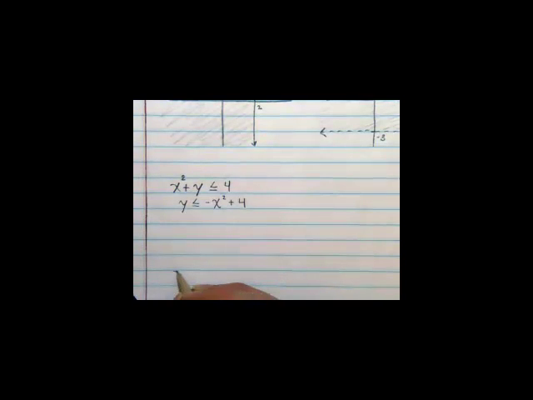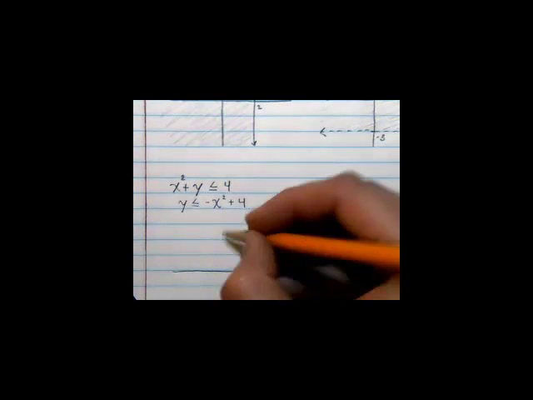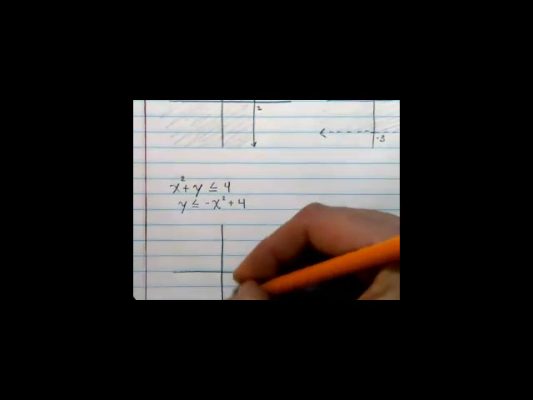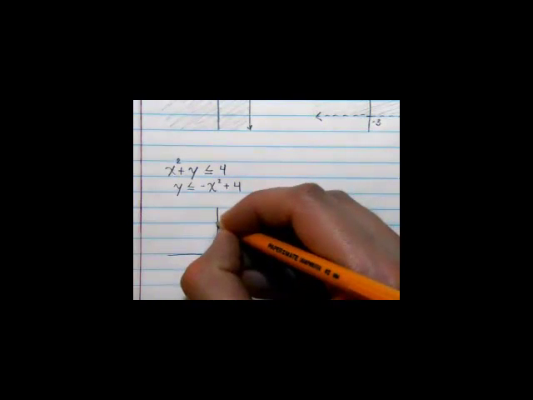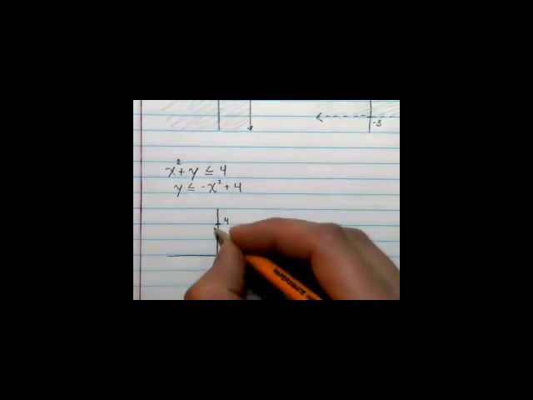Okay, so negative x squared plus 4, everybody in here, I think, can do that. How would I graph that parabola? Okay, so it's going to start up at 4, and it's going to open down.